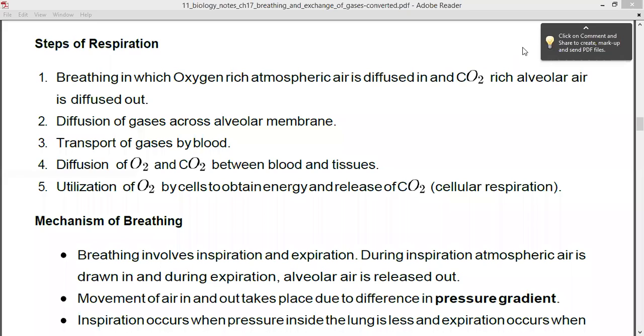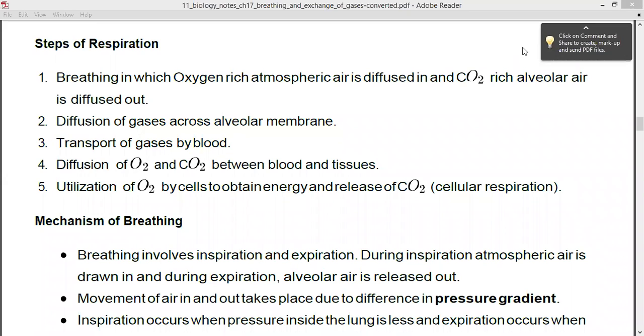Today we are going to see 11th science biology and we are going to resume chapter 17, that is breathing and exchange of gases. Today we are going to see the exact steps of respiration as well as the mechanism of breathing. So let's start with today's lecture.